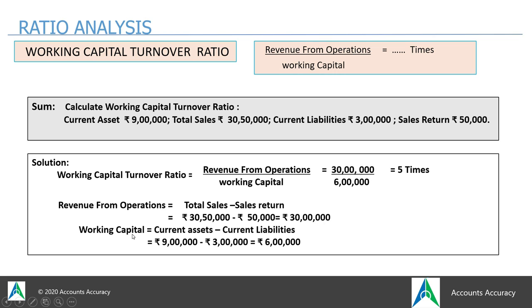And working capital, you know very well, the actual value of capital which is invested by the entrepreneur. From current assets, once you deduct the current liabilities, you get the working capital of the company. So 9 lakh was your current assets. From that you deducted the current liabilities, that is 6 lakh is the value of working capital. 30 lakh by 6 lakh will give us the value of working capital turnover ratio, that is 5 times. So this is how we calculate turnover ratio.